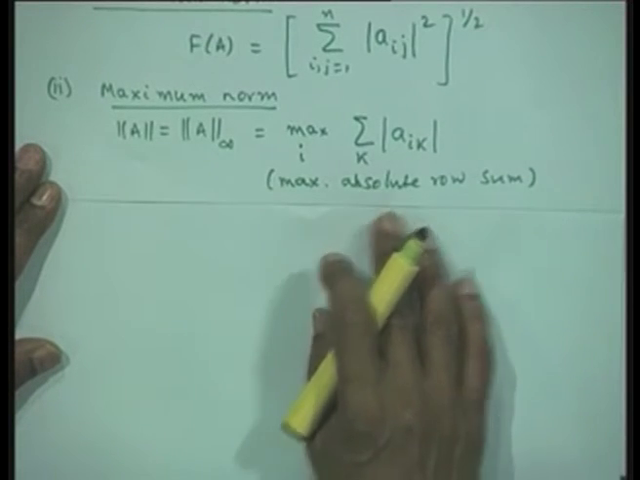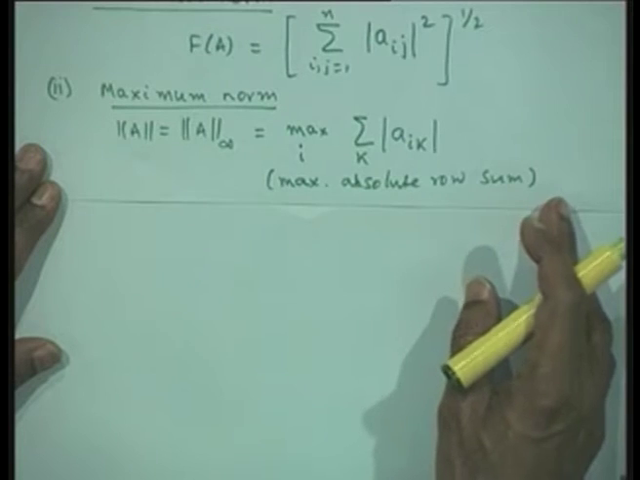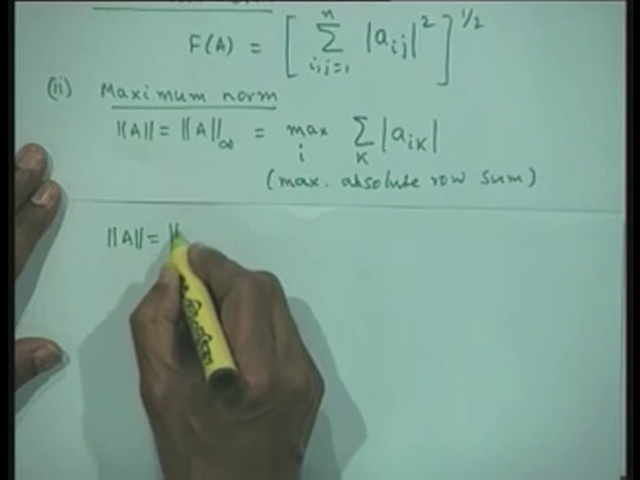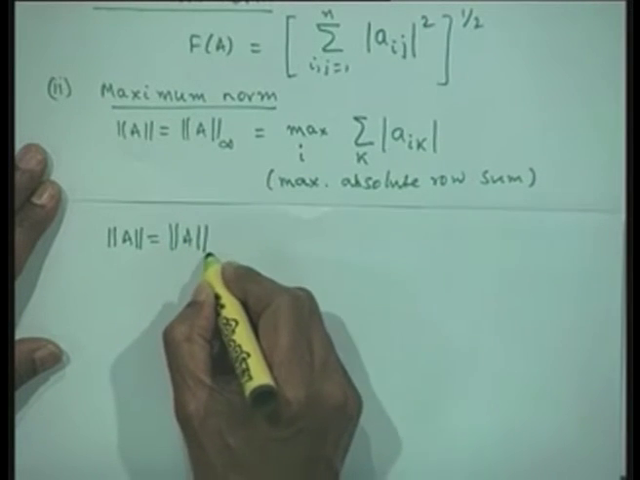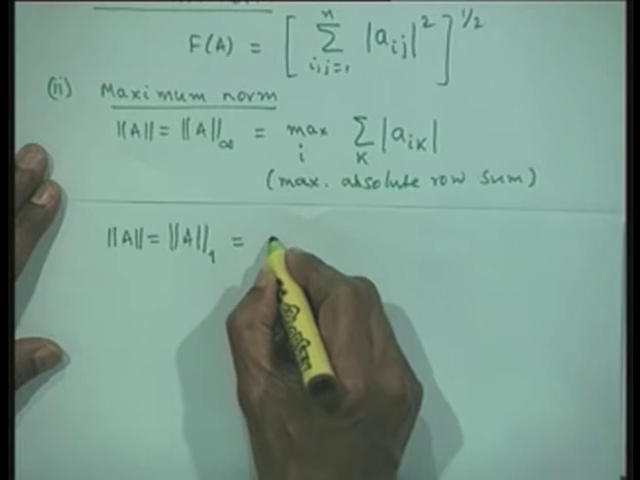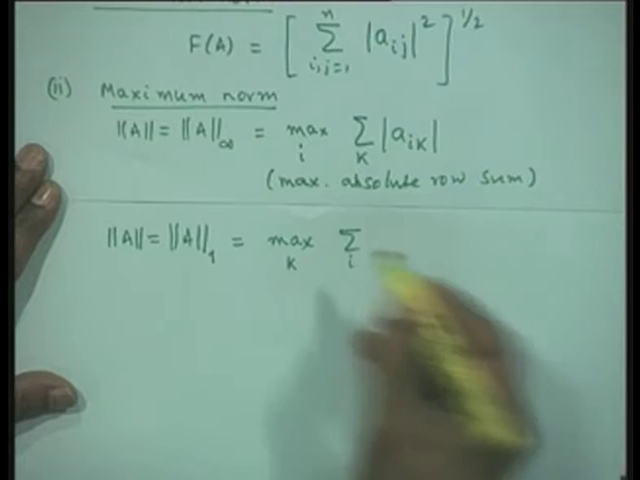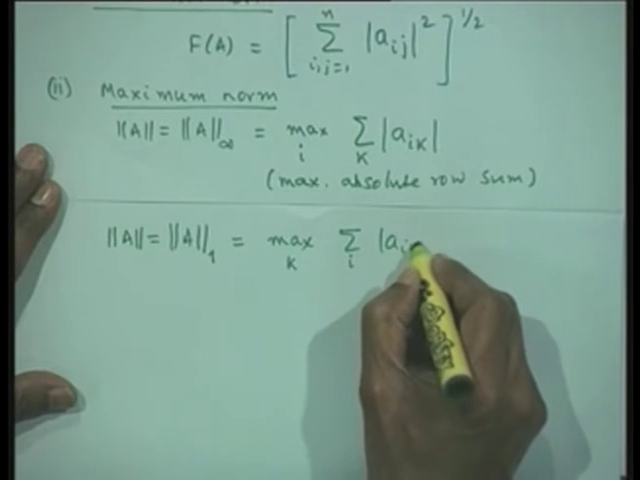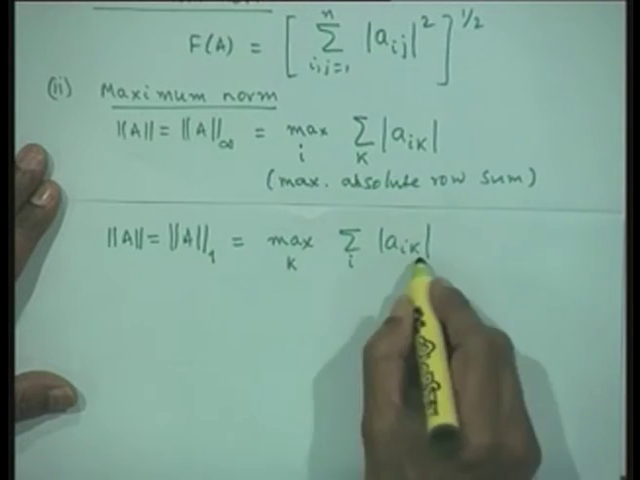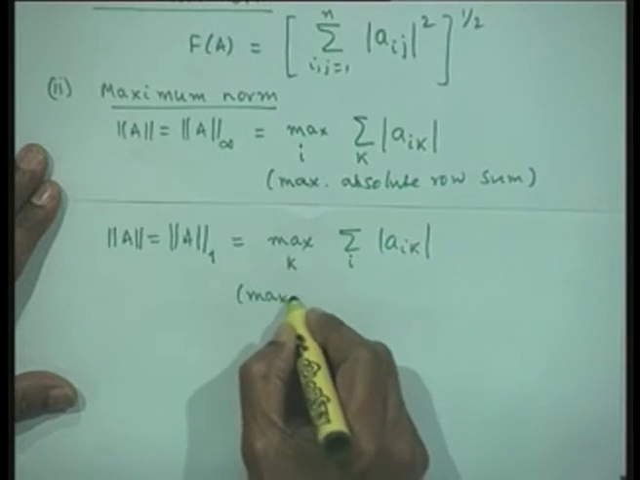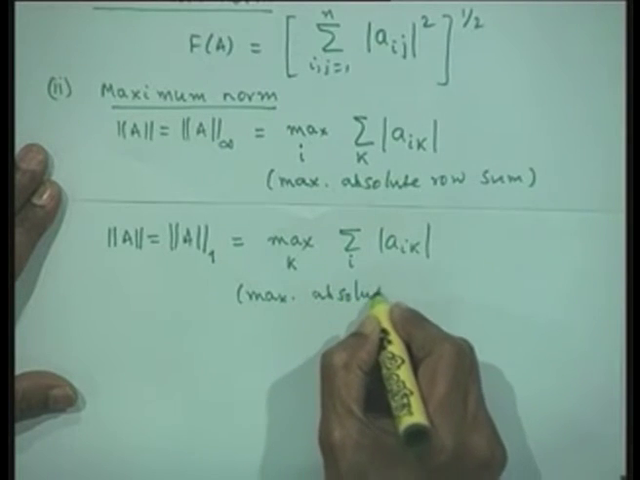If I can take the maximum absolute row sum, I should be able to take the maximum absolute column sum also. That would give me another measure, which I would call under the maximum norm only, but with a different notation. The notation used is the maximum with respect to k of the summation with respect to i of |a_ik|. Now I am taking the maximum with respect to the column and adding over the rows. Therefore, this is the maximum absolute column sum.